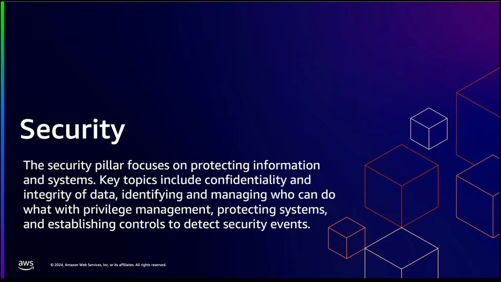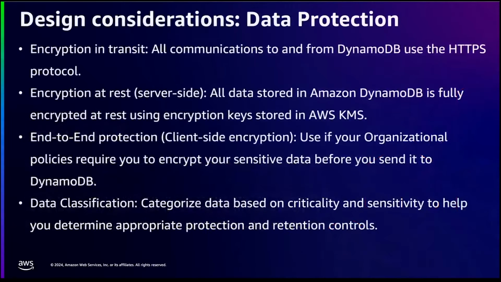The first design consideration to store your data in Amazon DynamoDB is encryption. Encryption in transit: all the communications to and from Amazon DynamoDB use HTTPS. That means the data that you send will be encrypted in transit. We also offer encryption at rest. At the server side, it is mandatory. There is no way around. Your data will always be encrypted, and we will never store your data in plain text.